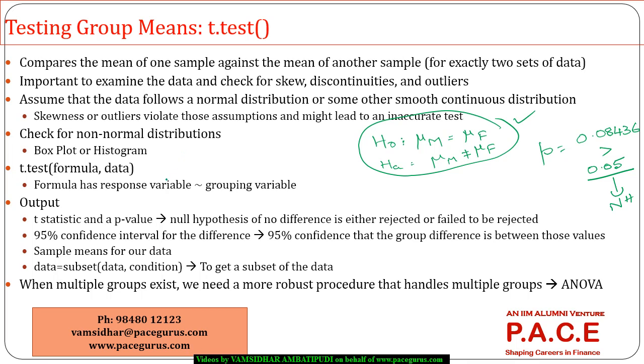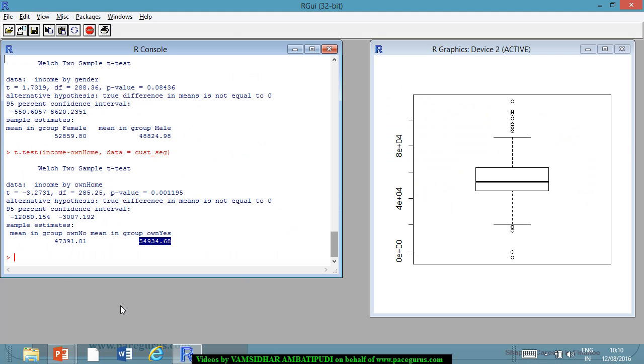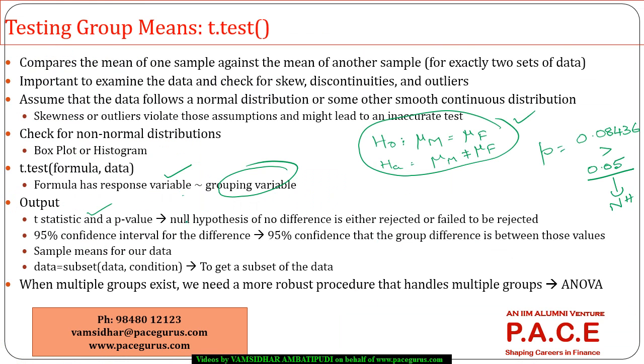So we have a formula: a response variable, tilde, the grouping variable. Output wise, I look at the t statistic and the p-value. The t statistic is just an intermediate computation. The p-value is what we use for decision purposes. If the p-value is less than 0.05, my decision will be in favor of the alternate hypothesis. If the p-value is greater than 0.05, my decision will be in favor of the null hypothesis. So the null hypothesis of no difference is either rejected or failed to be rejected. If p is less than 0.05, I'll reject the null. If it is greater than 0.05, I do not reject the null hypothesis.